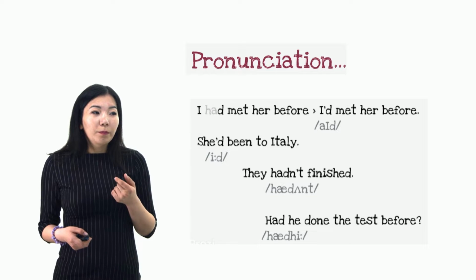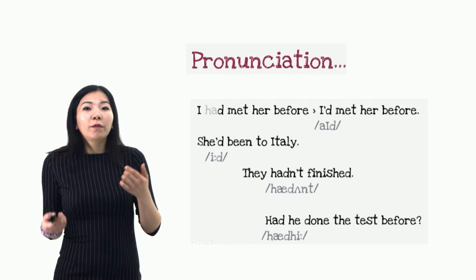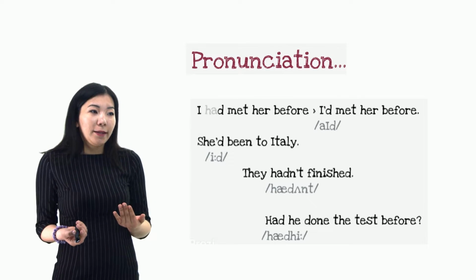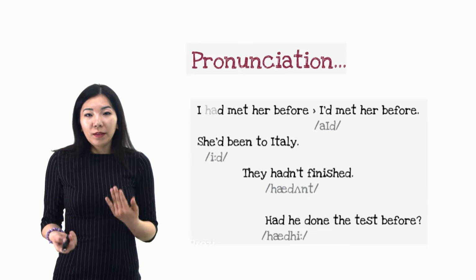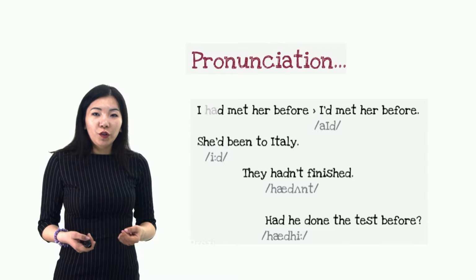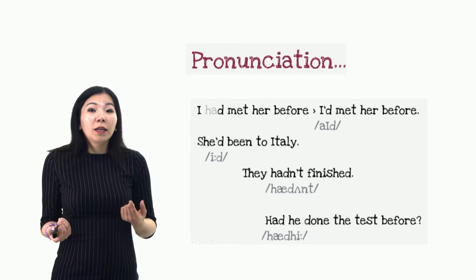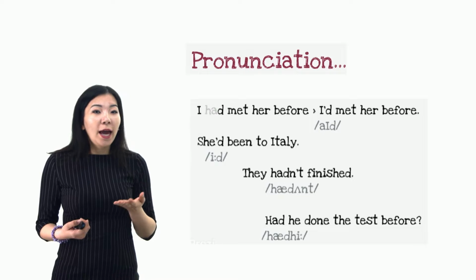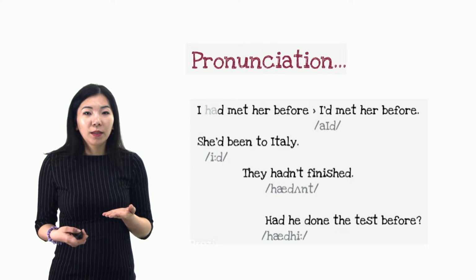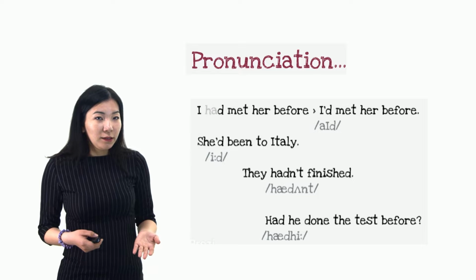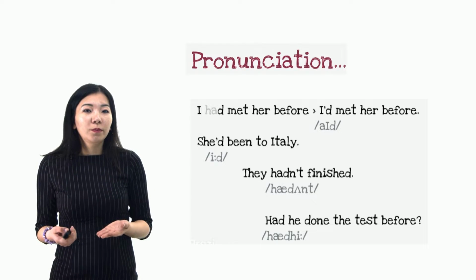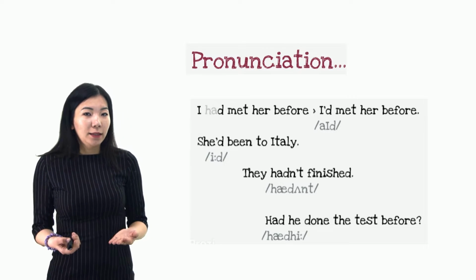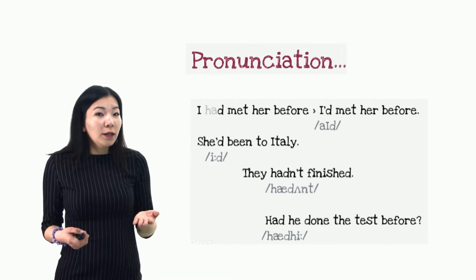I'd is a short form of I had, which should be pronounced like I'd. Similarly, in a sentence, she'd been in Italy, she'd is a short form of she had. When it comes to a negative sentence, they hadn't finished. Hadn't is a short form of had not, and we pronounce it hadn't, with a schwa sound in between.